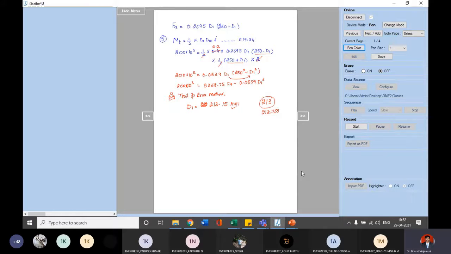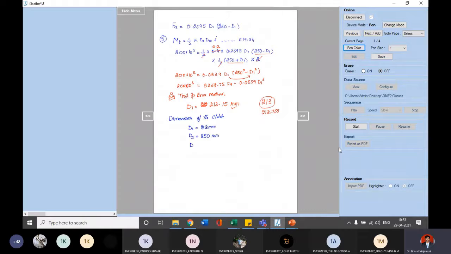So you got D1. Any other answers? If you have, try to check it out and let me know. So once you are done with this, now once again you write it as dimensions of the clutch. Write what is D1, write what is D2. D2 has been given as 250 by default. D1 is 213 mm.